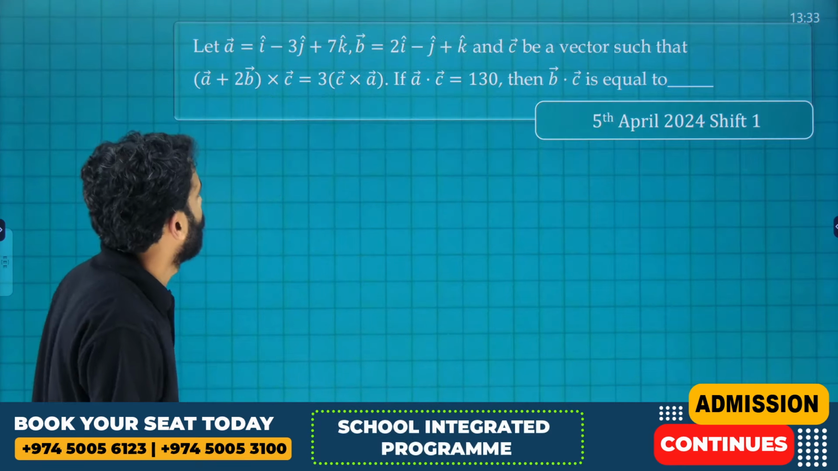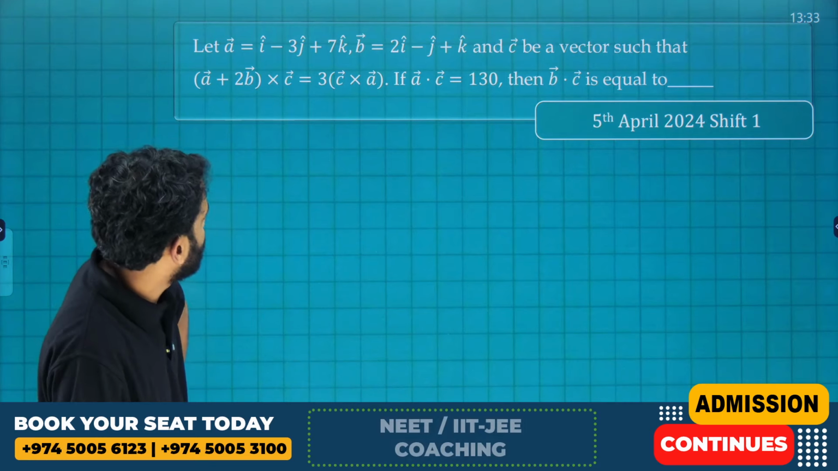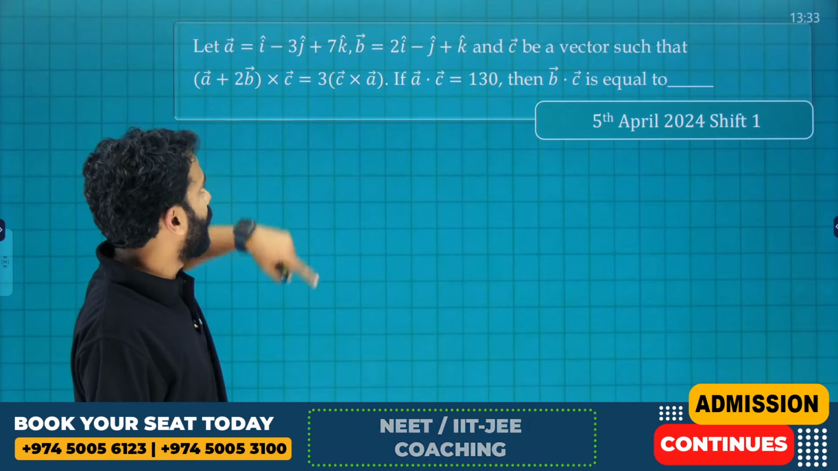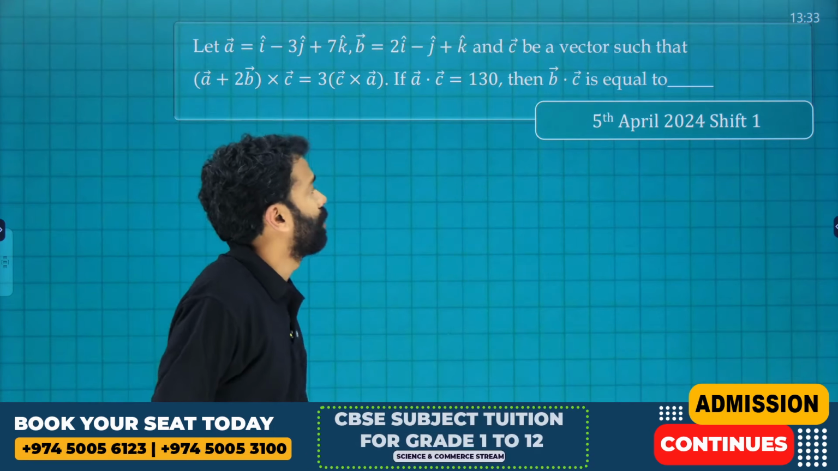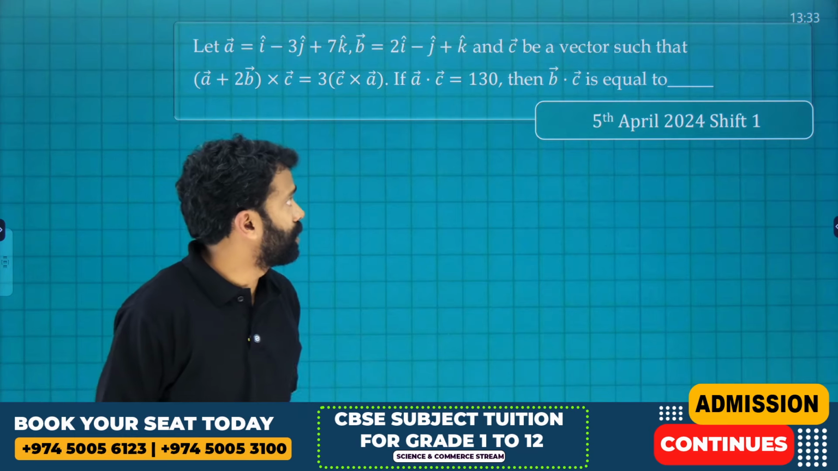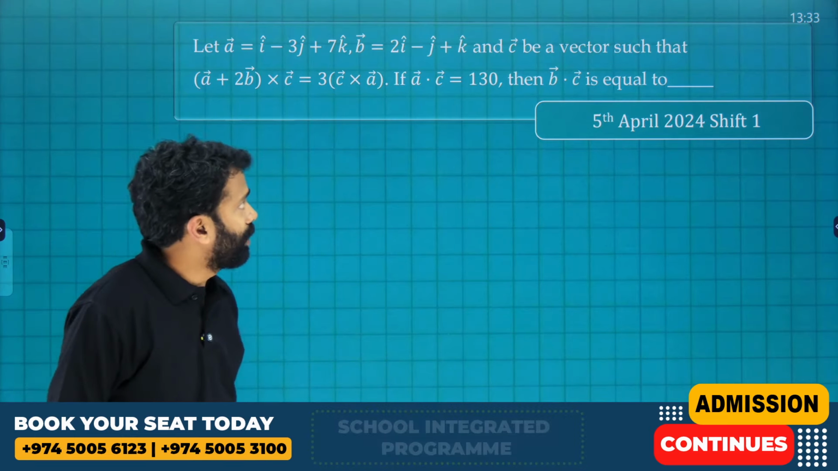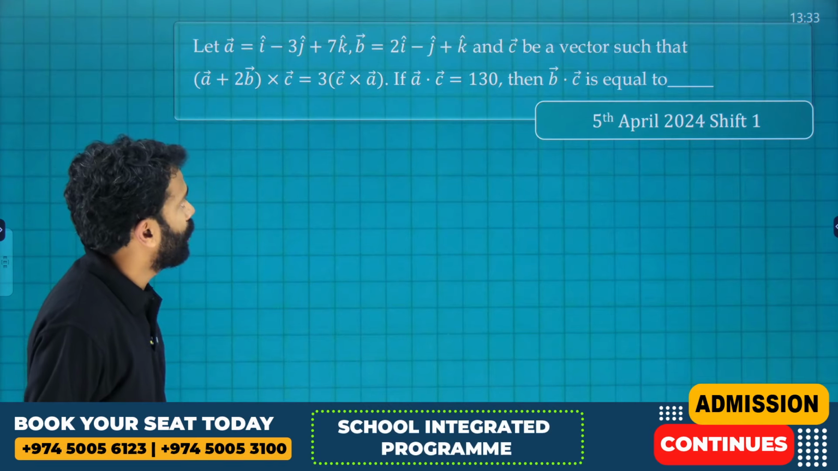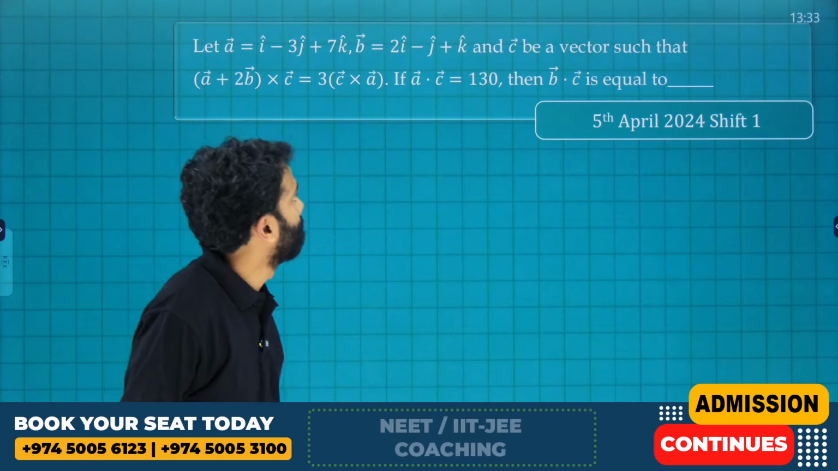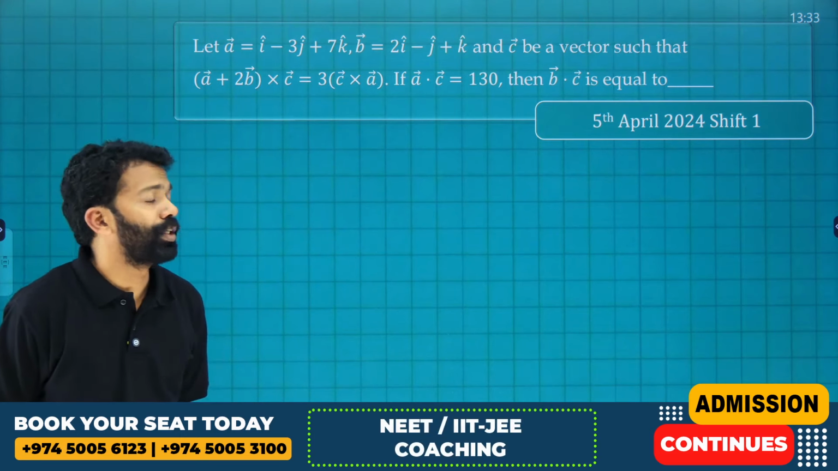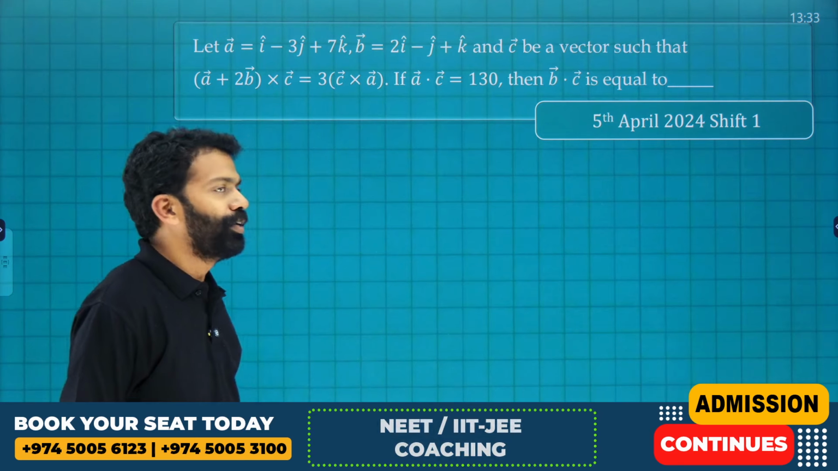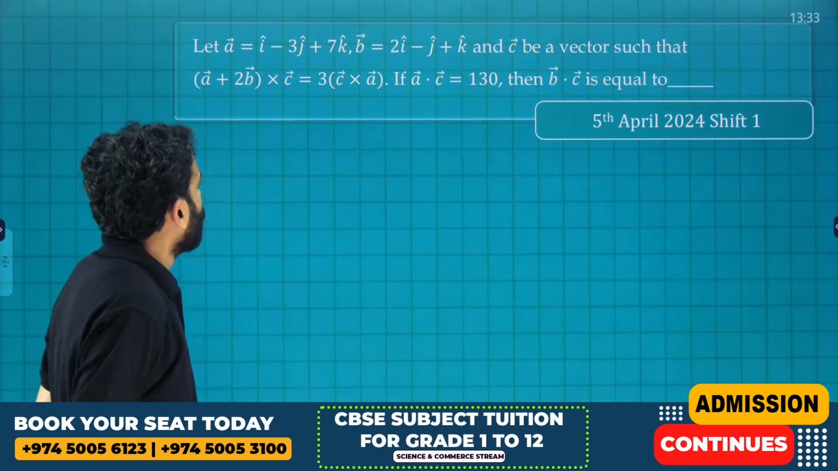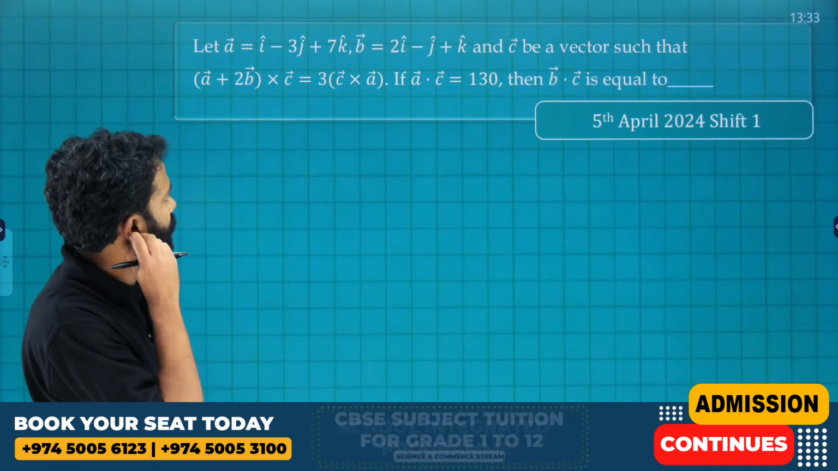Next one for this question. Again 2 vectors are given and another vector C. Vector A is equal to I minus 3J plus 7K, vector B is equal to 2I minus J plus K, vector C be another vector such that (vector A plus 2 vector B) cross vector C is equal to 3 into vector C cross vector A, and vector A dot vector C is equal to 130, and you need to find vector B dot vector C. So how are you going to formulate vector B dot vector C? We need to find vector C first, right?